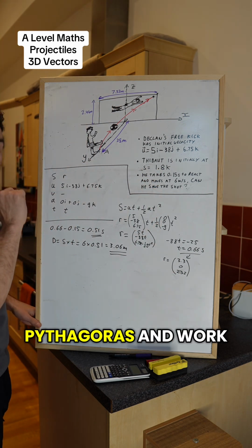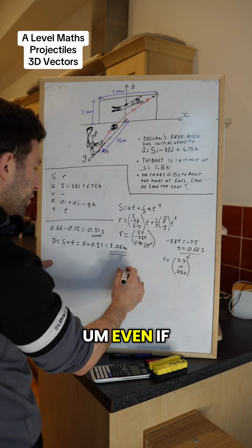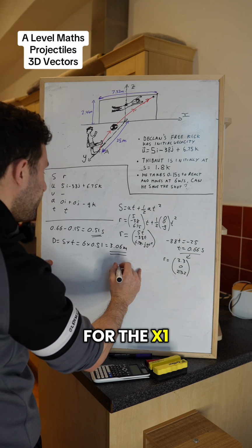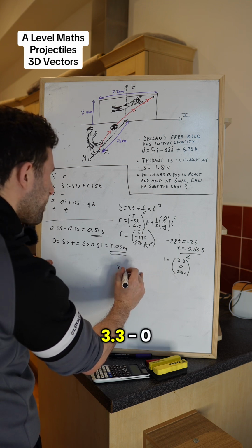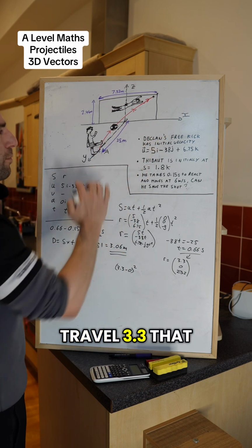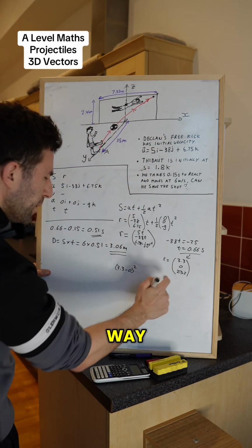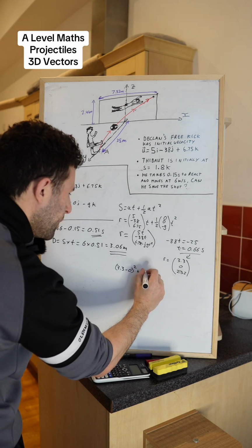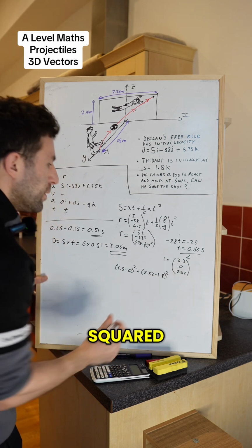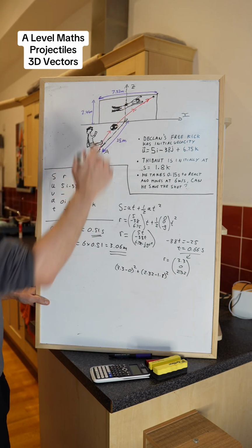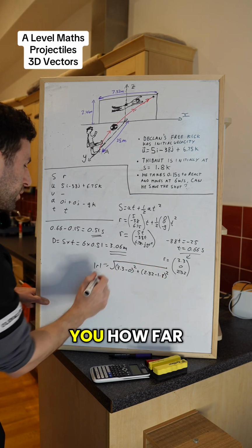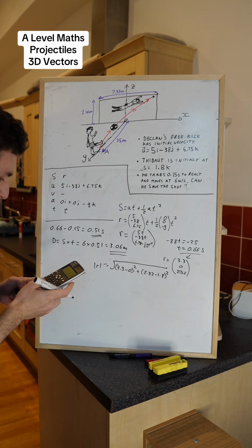So let's do Pythagoras and work it out. Even if we just do it in sort of 2 dimensions, you're going to have, for the x one, 3.3 minus 0 squared. Travelled 3.3 that way. And what about up the way? Well, that's actually going to be 2.32 minus 1.8 squared. Take the square root of that, you get the distance, and that'll tell you how far you need to travel.